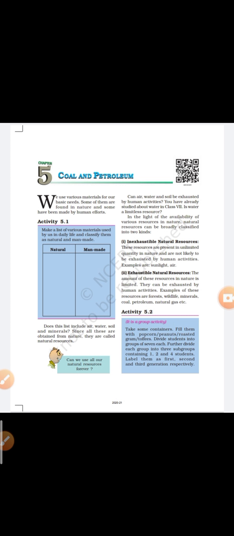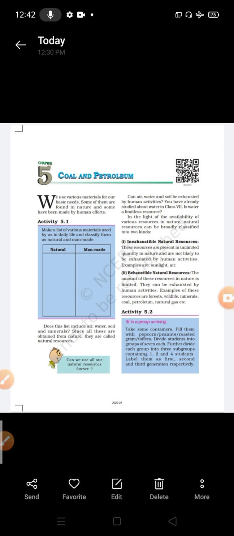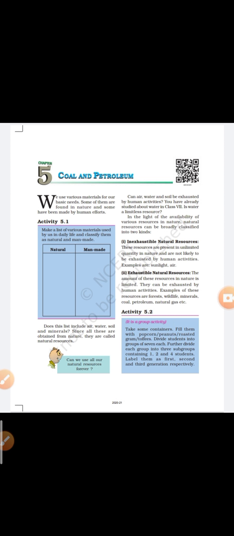Clear? So on the basis of this, you have to fill activity 5.1 as your homework. Does this list include air, water, soil and minerals? That is also written here. These are the materials which we get from nature, so they are natural resources. But some are manufactured in factories, and some materials we use in our daily life we get from factories or by man-made processes. So you have to write down in this table which are natural materials and which are man-made materials.